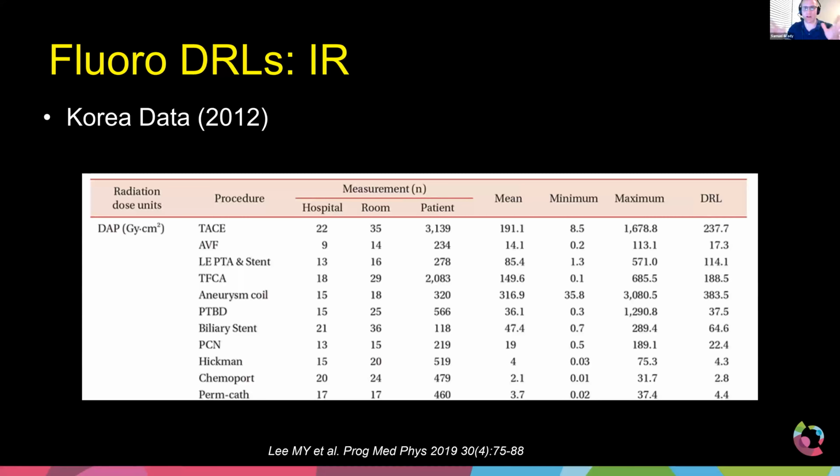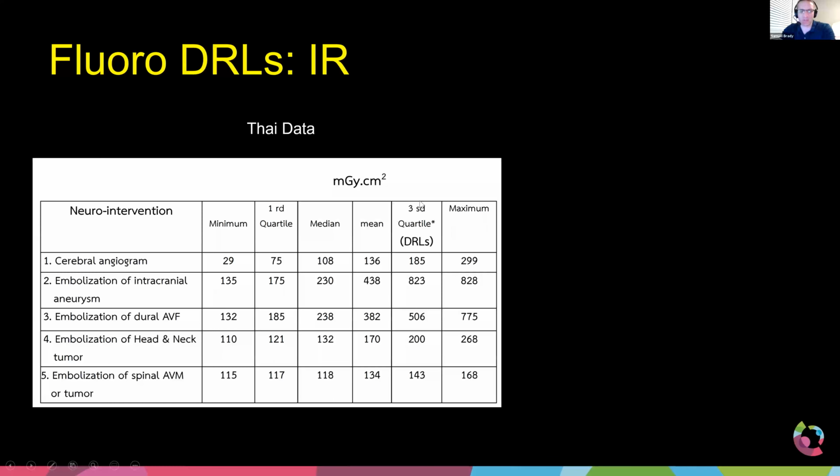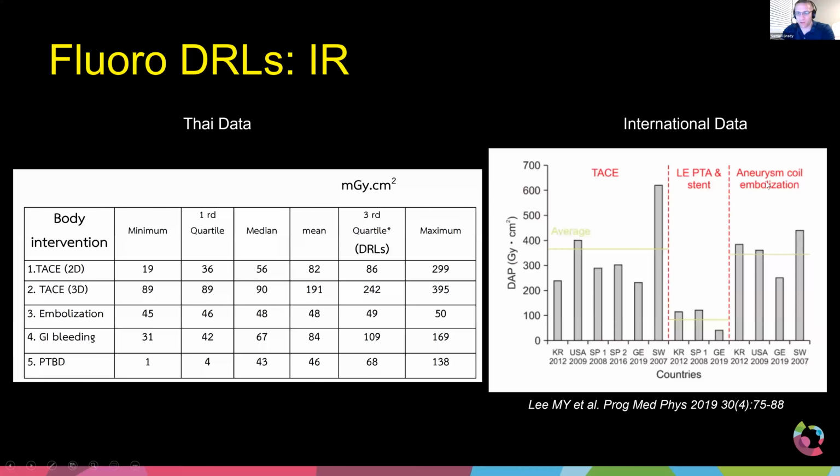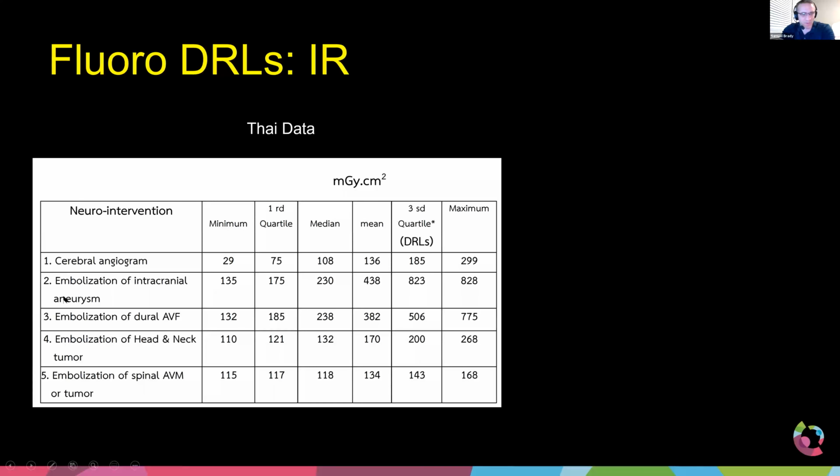Every country should pick their main procedures and collect the DRLs for that because that makes the most sense for their country. But when you go to pick those procedures to collect the data, you need to be as specific as possible, because if you say embolization or aneurysm, there are a lot of different types of procedures that may encompass that. For example, here in your neuro, you guys list embolization of intracranial aneurysm. So that would be comparable right here, aneurysm coil embolization.